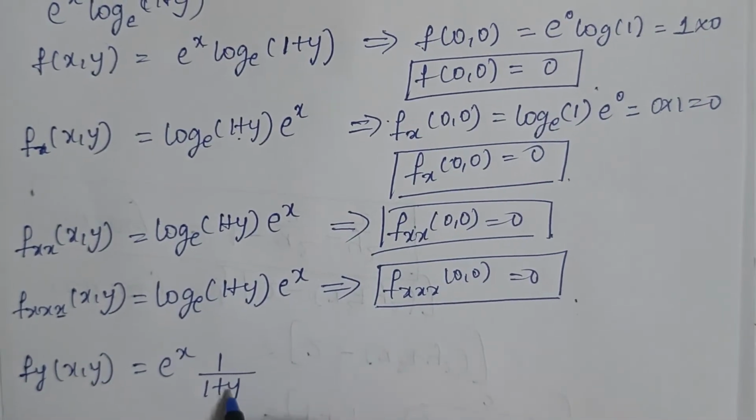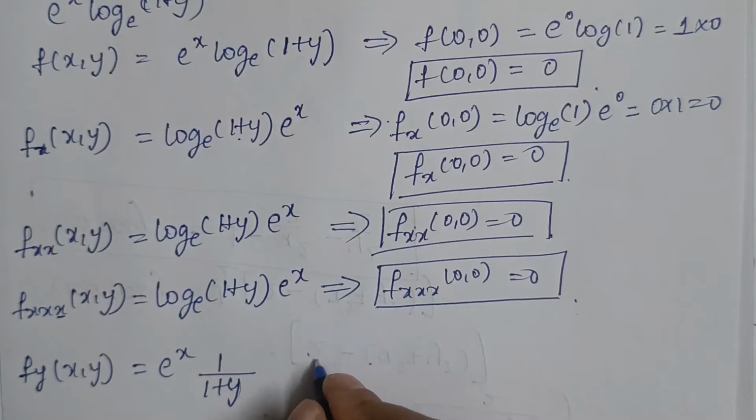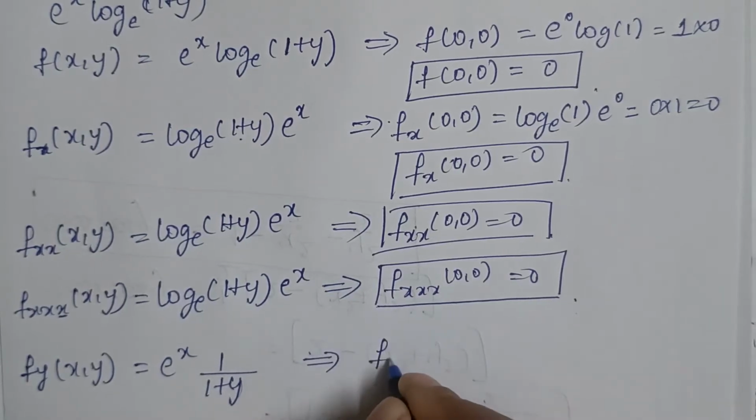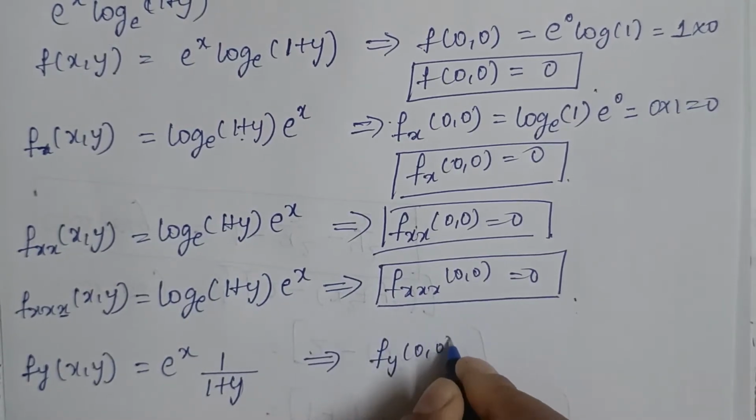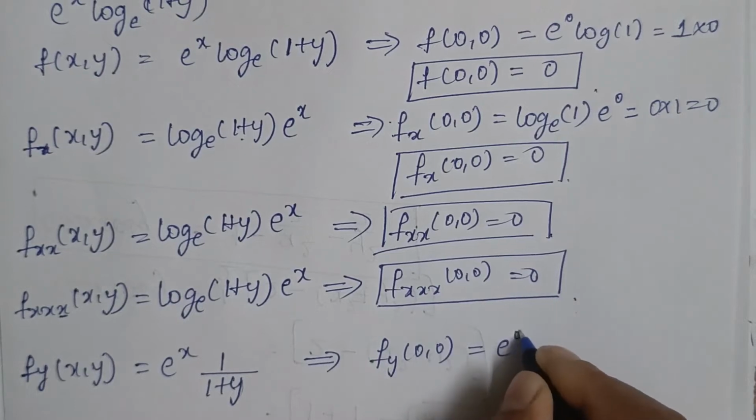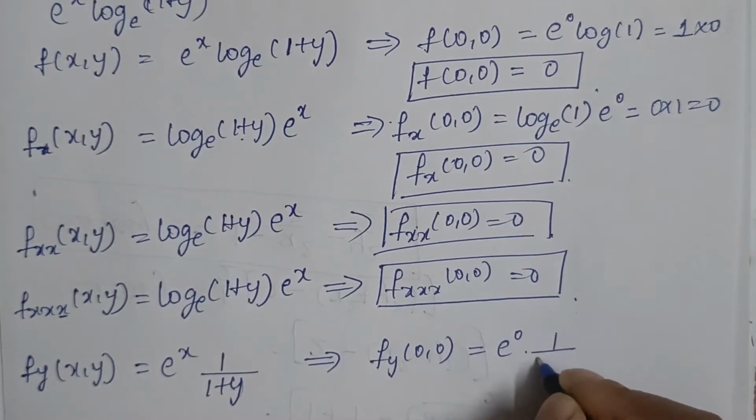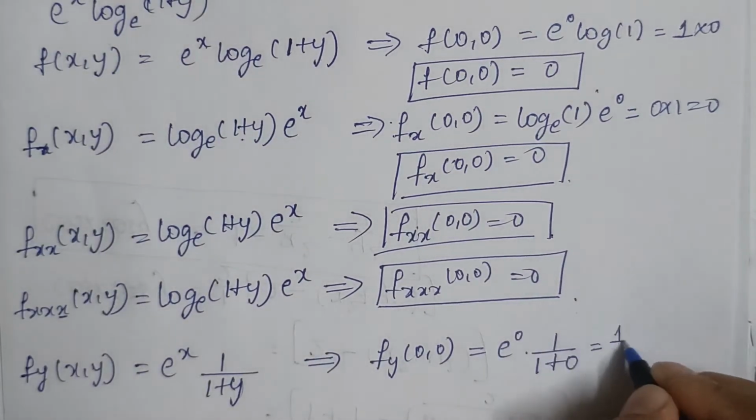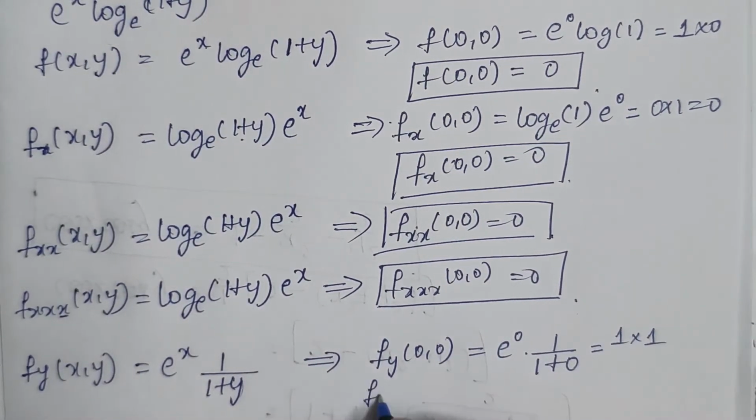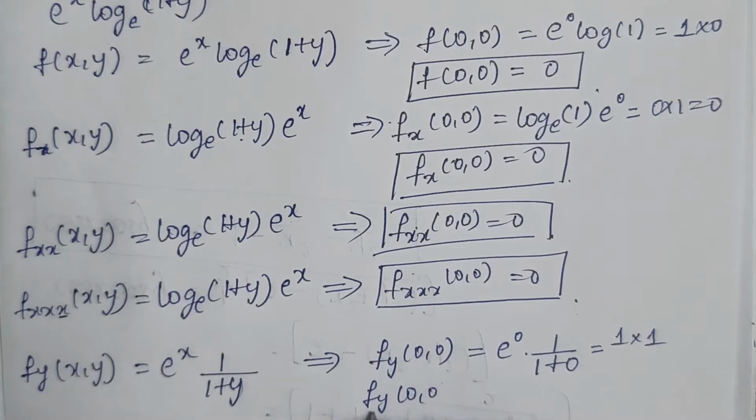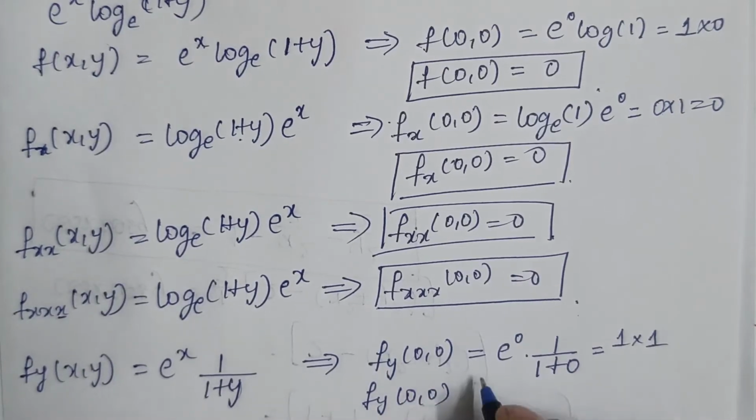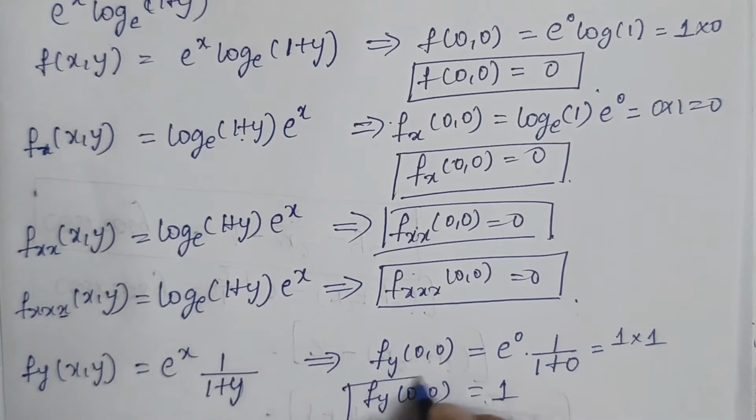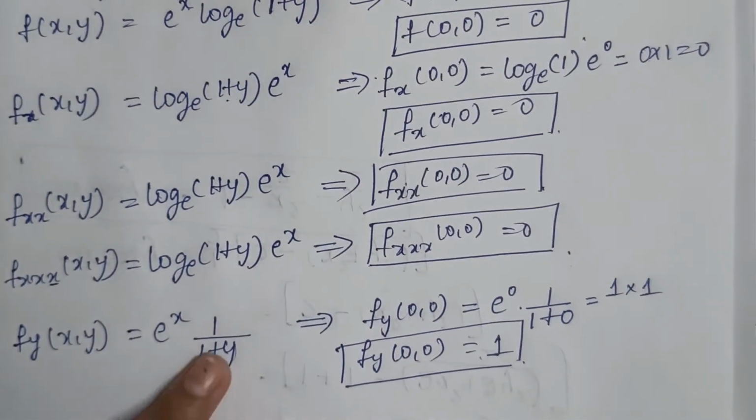We are differentiating with respect to y, so here we will get 1, no need to mention that. So I can write f_y(0, 0) as e^0 into 1 divided by 1 plus 0, which is 1 into 1. So f_y(0, 0) is 1. Done.